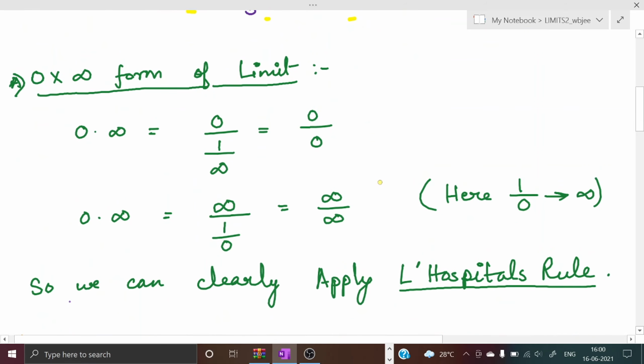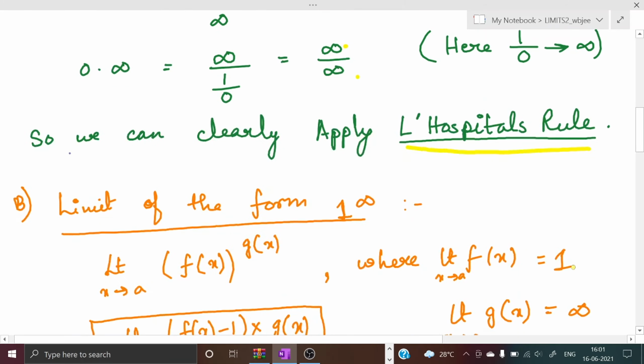Now, in the previous lecture we were discussing the indeterminate forms of limits. We discussed two forms, 0 by 0 and infinity by infinity. This is the third form, that is the 0 into infinity form, which can be brought down and reduced to the 0 by 0 or infinity by infinity form. Once you reduce the 0 into infinity form to either 0 by 0 or infinity by infinity form, you can apply L'Hopital's rule and solve the indeterminate form.